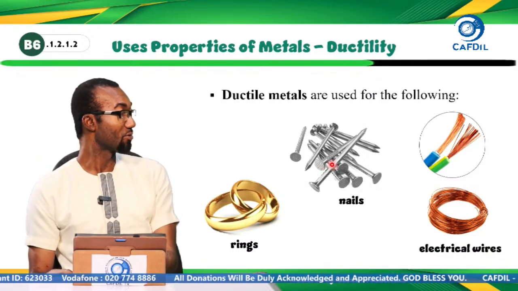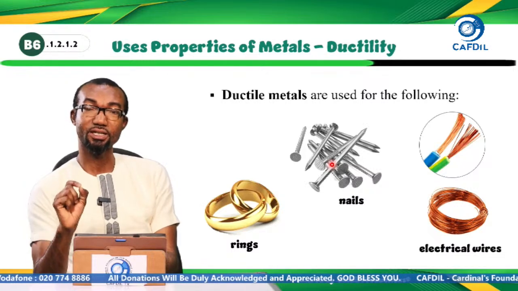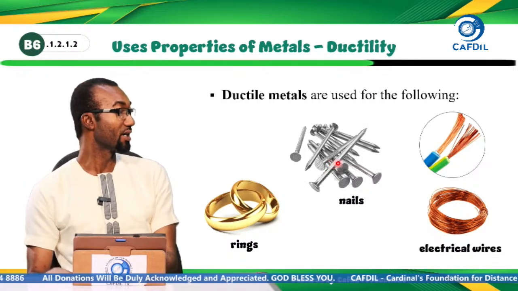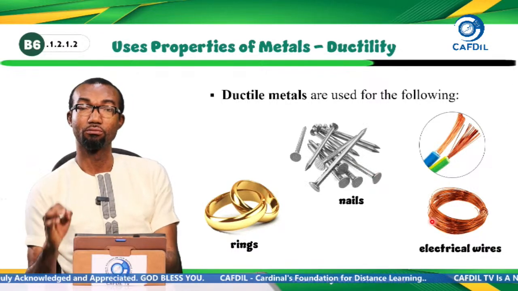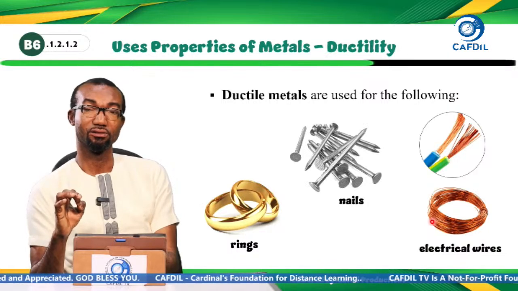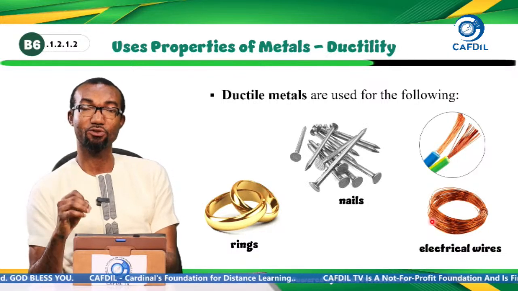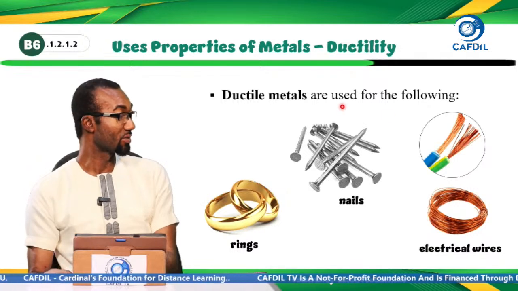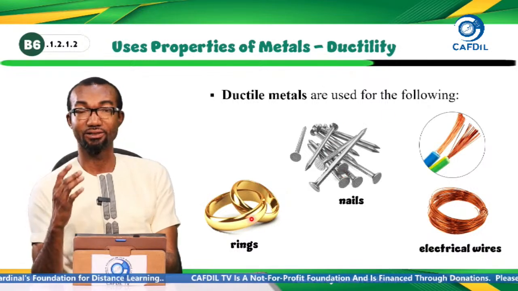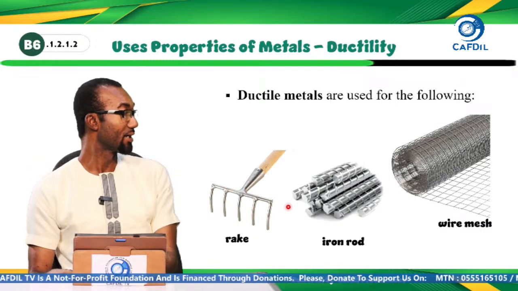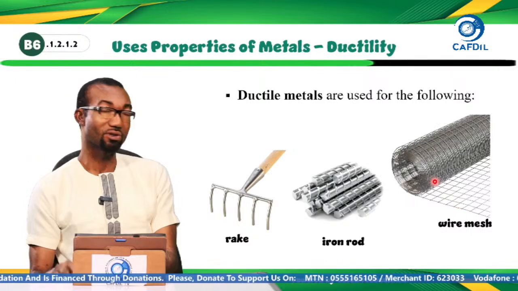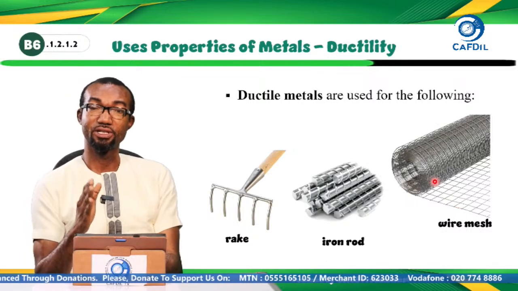You can also use it to make nails, because we can shape them into wires. You can also get electrical wires from the ductility of metals. Metals being ductile help us to make electric wires, nails, and rings. We can also use it to make rake, because we can shape it into wires. We can get rake, we can get iron rod, as you see, and we can get wire mesh, because we can shape it into wires.